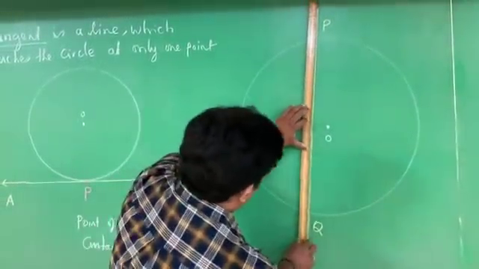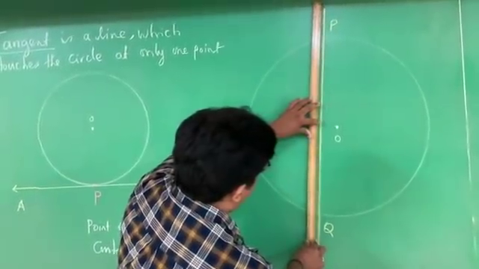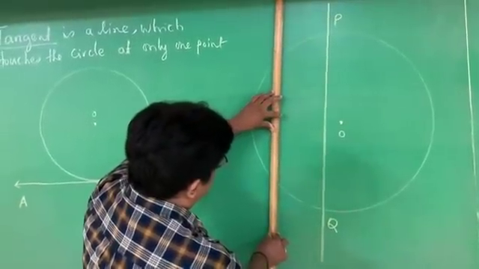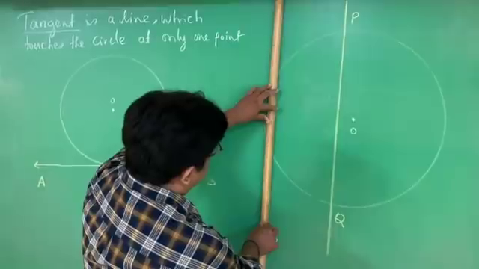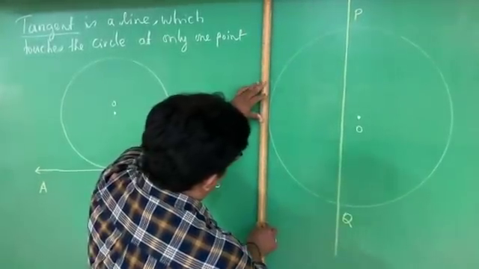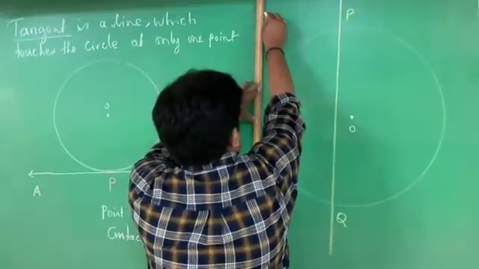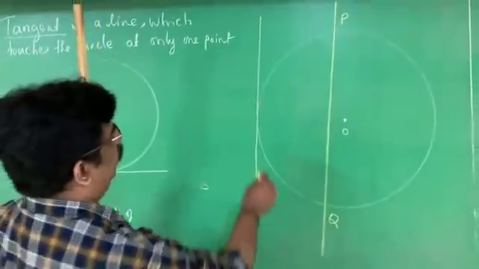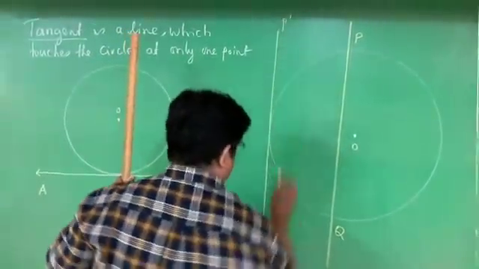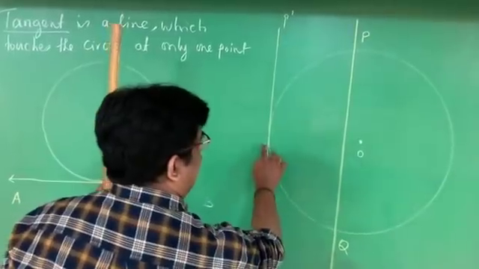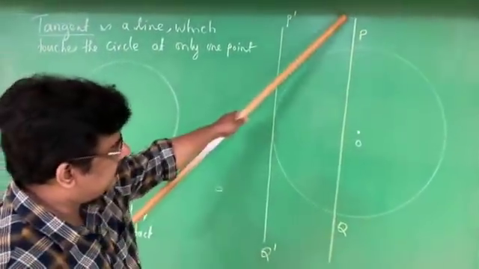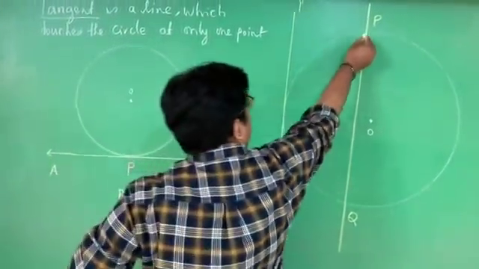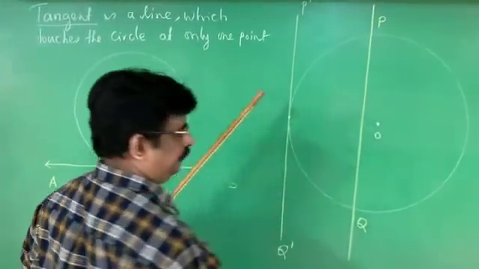Now I move the scale away from the center, like this. It is a secant, it is a secant, it is a secant. Now it becomes a tangent. In this experiment, P dash Q dash is parallel to PQ. PQ is a secant and P dash Q dash is a tangent. Why? Because the two points coincide here.